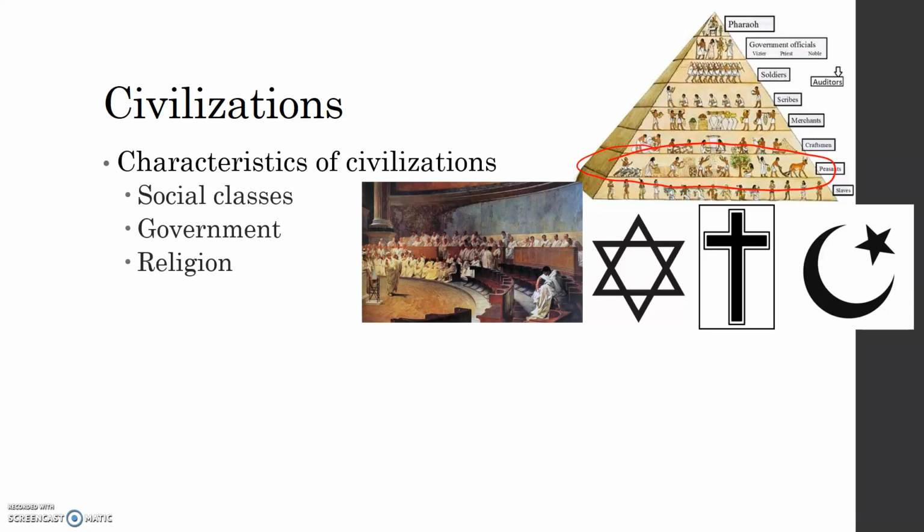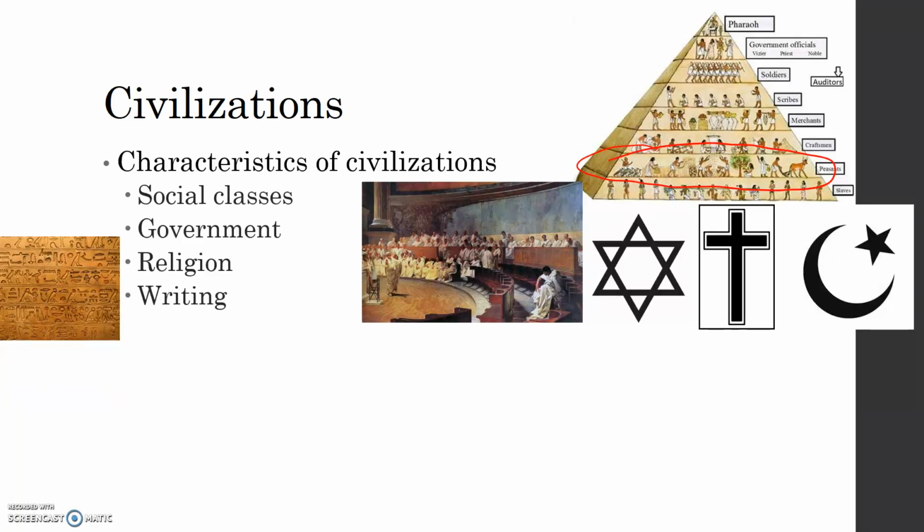Religion, and again, not just the basic worshiping of nature, but complex organized religions. Could be polytheistic religions, such as Egypt or Greece, or it could be your big three monotheistic religions of Judaism, Christianity, and Islam. Writing is another very, very important one. Now, it could be a very different form of writing, but here you see hieroglyphics from ancient Egypt, but the ability to record information, whether it's history, law, just social customs, very, very important for civilization.